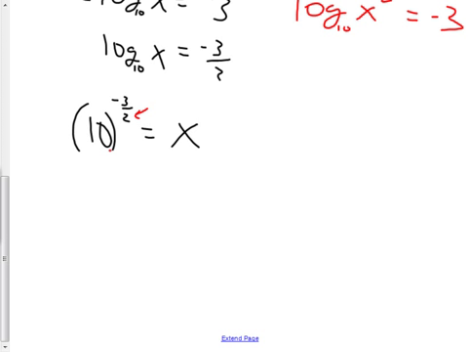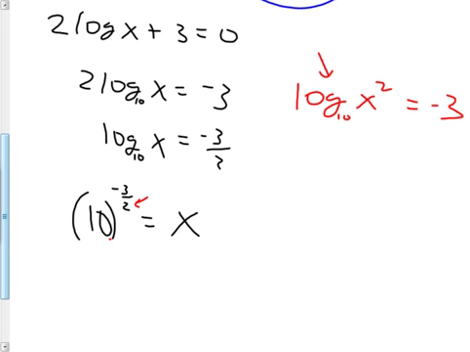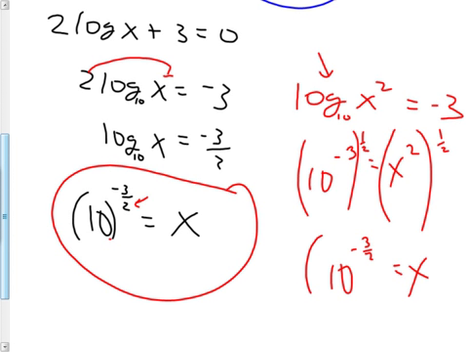Now, somebody asked, could I have done this thing over here? Yes, you could have done this thing over here, and said, put the 2 back up into the exponent here. Then you'd go 10 to the negative third equals x squared. And then guess what I'm going to do? I'm going to end up with the same answer. I'm going to put it to the 1/2 power. And I'm going to end up with 10 to the negative 3 over 2 power equals x. Two perfectly good ways to do it that come out to the exact same answer.